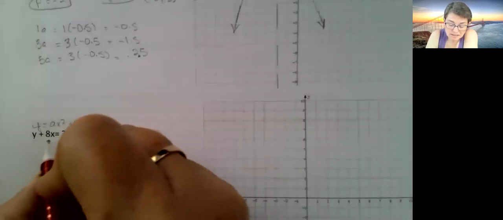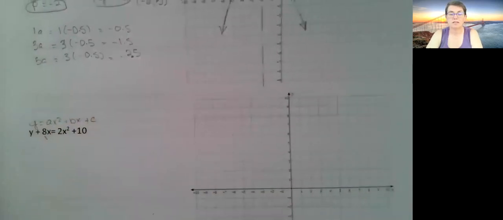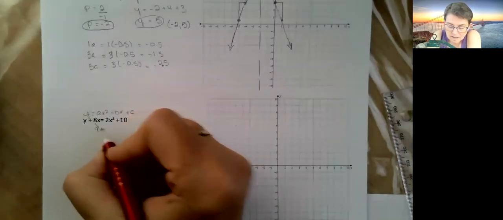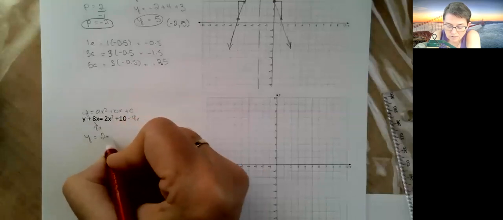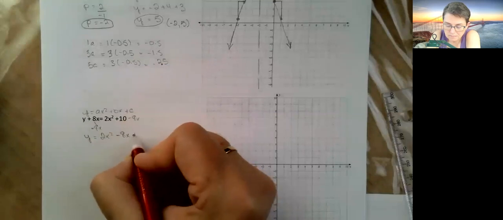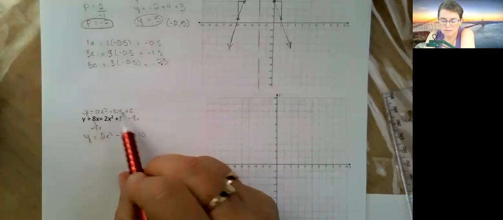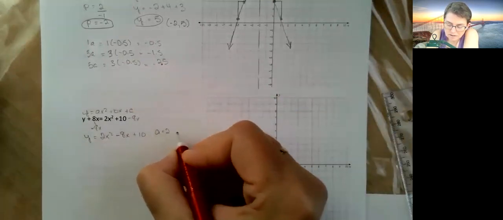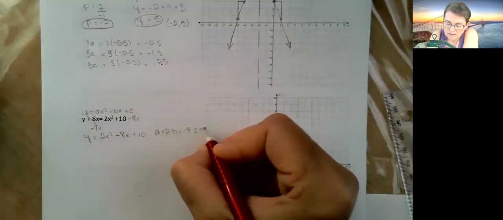So first thing we actually need to do on this one is subtract. Camera back up. 8x and subtract 8x. So y is equal to 2x squared minus 8x plus 10. So I just moved it so that it followed the ax squared plus bx plus c. So now it's easy. A is equal to 2, b is equal to minus 8, and c is equal to 10.